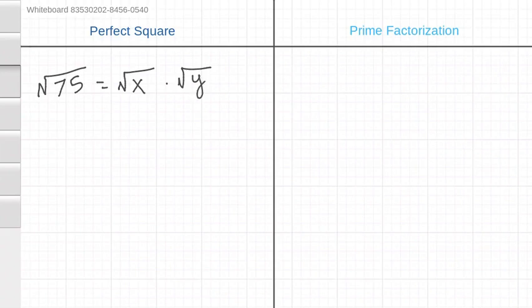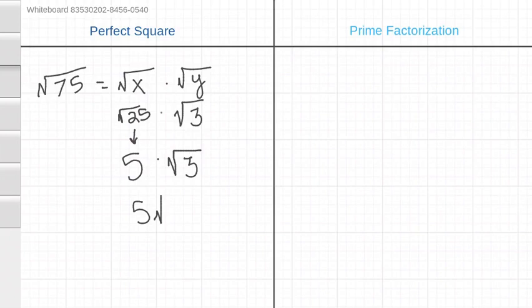So let's look at what it could be. One possibility is the square root of 25 times the square root of 3. Well, the square root of 25 is just 5. So we would bring the 5 out of the radical symbol since we found the square root of 25, and all we'll be left with is the square root of 3. So now it's 5 times the square root of 3, which is just 5 square roots of 3.